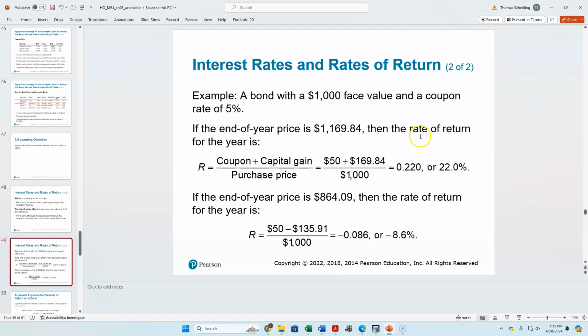Now, if instead that bond that you sold at the end of the year went from 1,000 and you're again selling the bond before it reaches maturity, you sold it for $864.09, then you obviously lost money. So then it would be plus a capital loss, which in this case is $135.91.